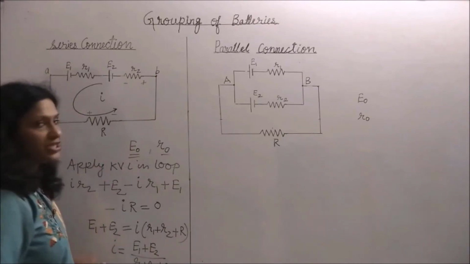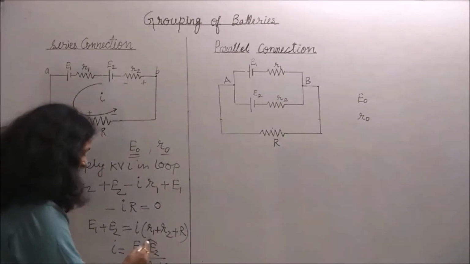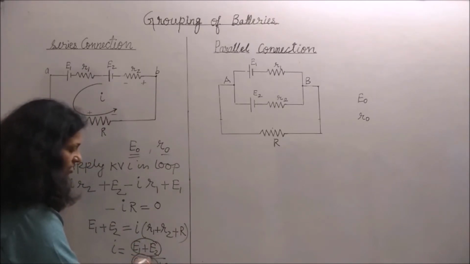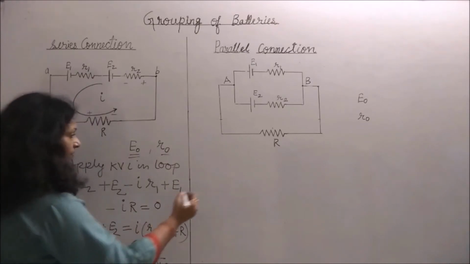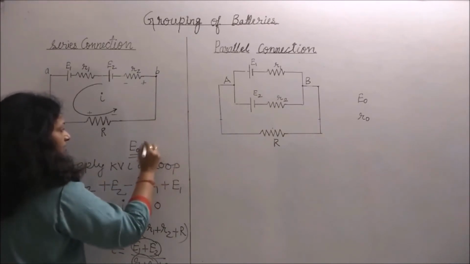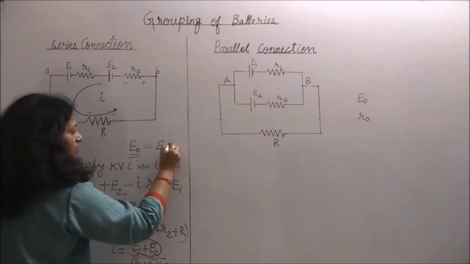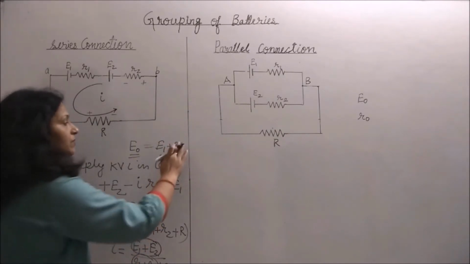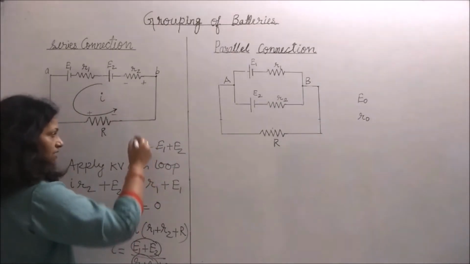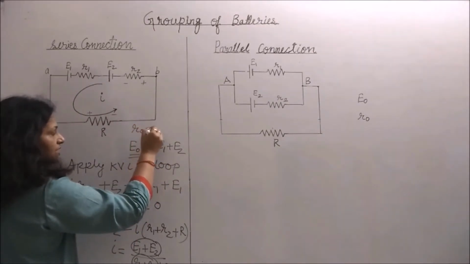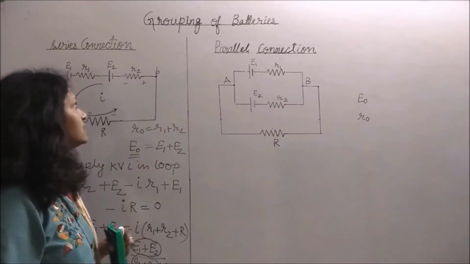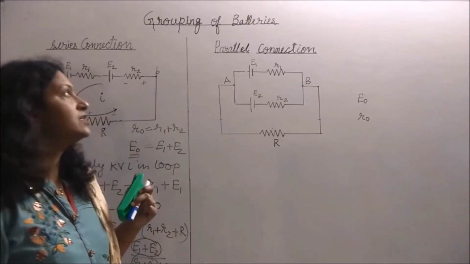So by this equation we can find that our equivalent EMF is this much and our equivalent resistance is this much. So we can write it here like our E naught is nothing but sum of the EMFs of the batteries, that is E1 plus E2 with their sign. We will sum them with their sign, and R naught is nothing but sum of these two internal resistances. So this is the way to find the equivalent in series connection.